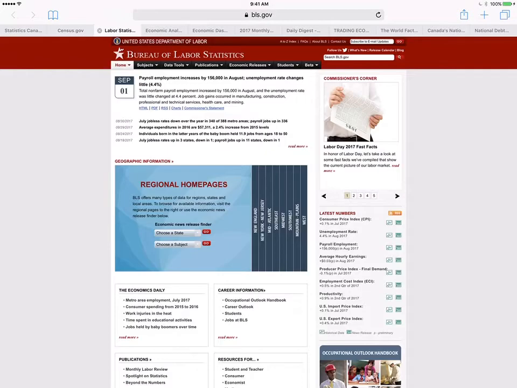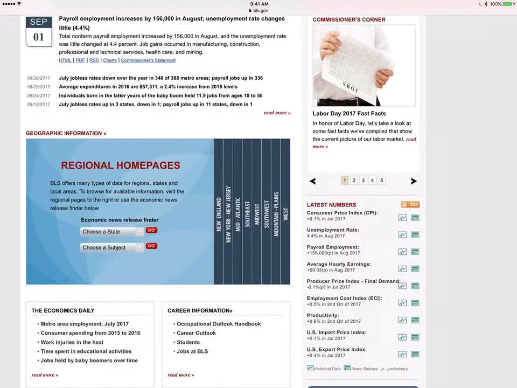We can go to the Bureau of Labor Statistics. Again, this will give us US data. And on the right here, you can see the unemployment rate for Canada. You can also see their consumer price index. So that percentage there will be your inflation, how much prices have increased.